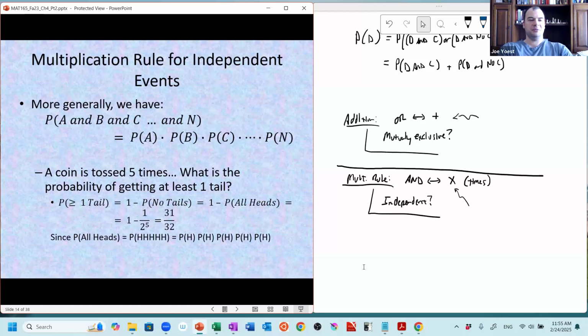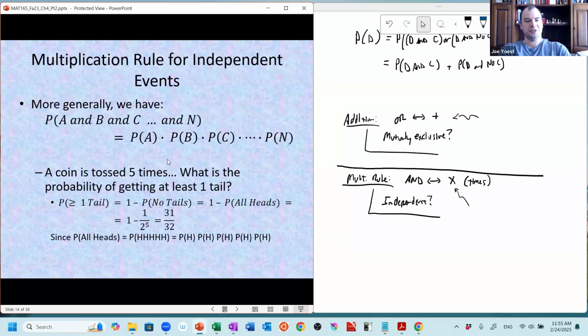We have a generalization of the multiplication rule that if we have n events, which are all independent, in other words, the knowledge of the success or failure of any one event doesn't impact the probability of any of the other events occurring, then all of these ands can essentially be broken into timeses. Probability of A and B and C, and so on, just becomes probability of A times probability of B times probability of C, and so on.